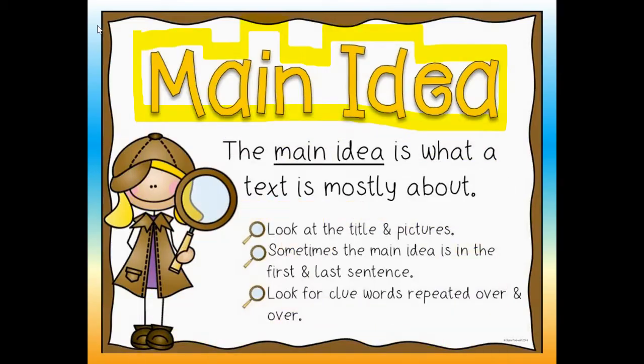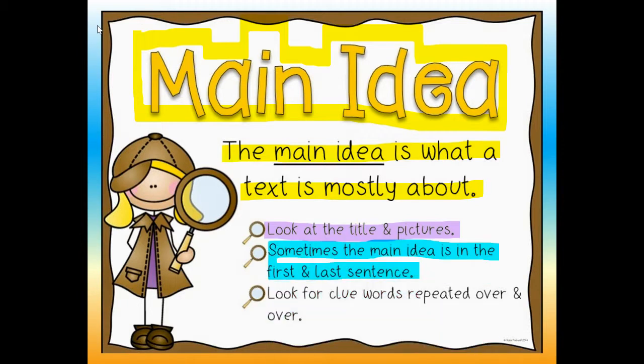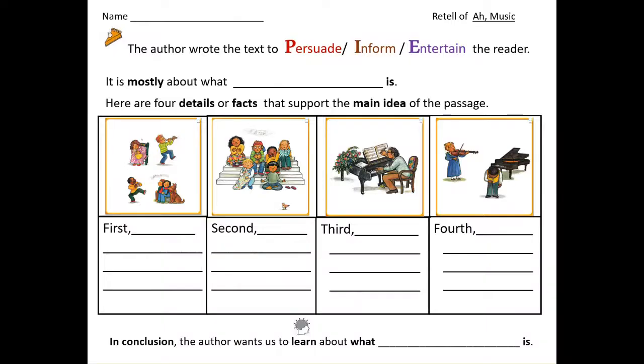So, the main idea is what the text is mostly about. We look at the title and pictures, and our title is Music. And sometimes the main idea is in the first and last sentence of the paragraph or the book. And we look for clue words repeated over and over. So let's orally retell the main idea and important details before we write it.